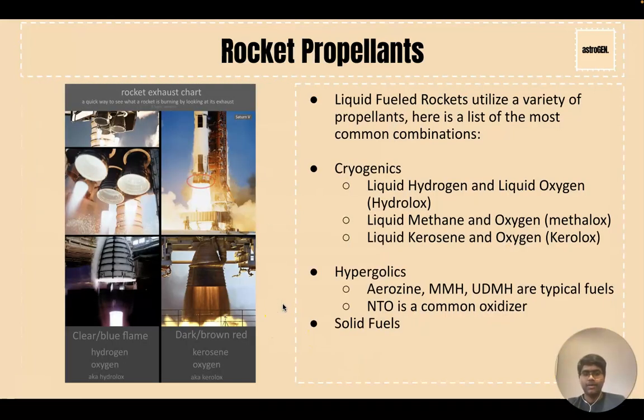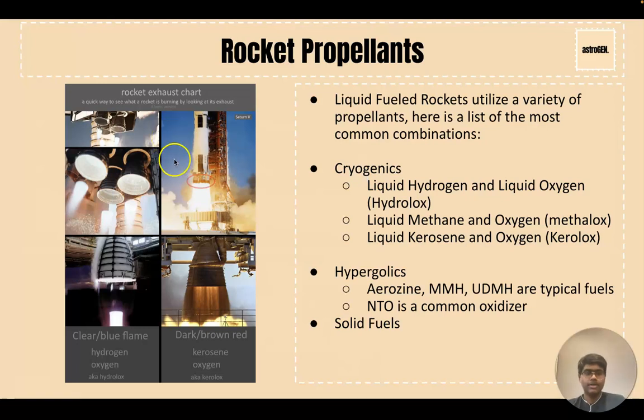So let's start with rocket propellants. Liquid fuel rockets typically use a variety of propellants, and there are a few common propellants utilized in the modern day. So we have a few types of rocket fuels. First we have cryogenics. The most common ones right now are liquid hydrogen and liquid oxygen, also known as hydrolox, liquid methane and oxygen, which is also known as methalox, and liquid kerosene and oxygen, or RP-1 and oxygen, which is known as kerolox.